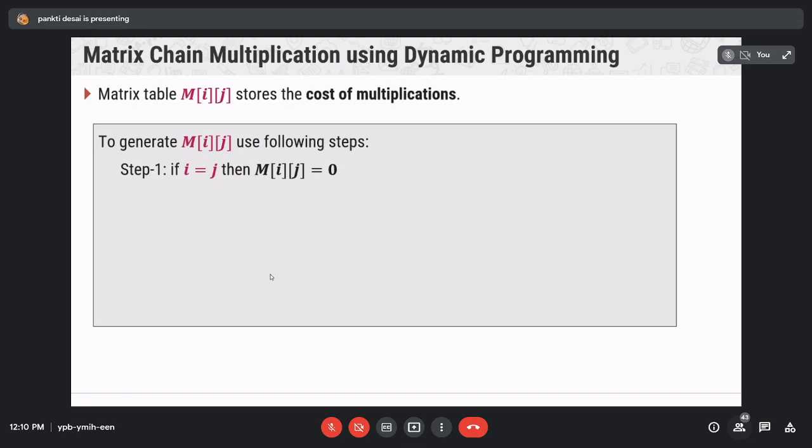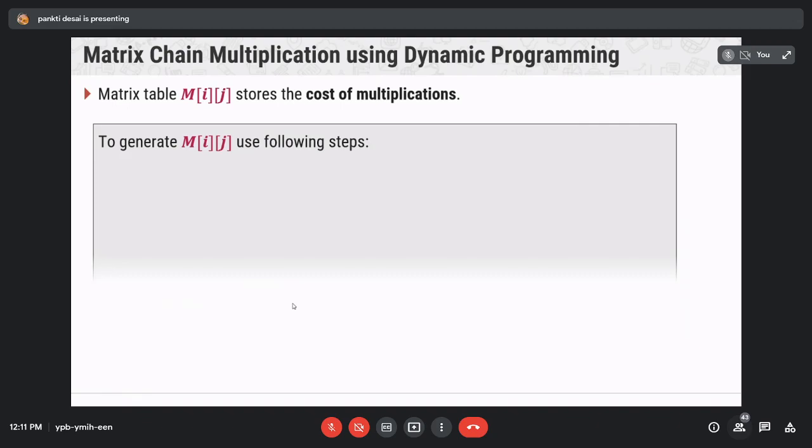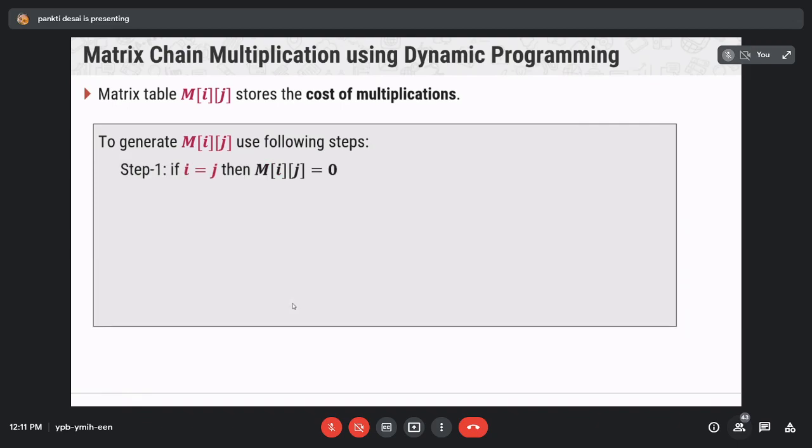So step number 1: if in Mij the values of I and j are the same, then Mij is equal to 0. We use the Mij matrix to store the cost of multiplication. Cost of multiplication means this: 10582 5402 54201 2856 4055 26418. So this is the cost of multiplication. So in Mij, if the values of I and j are the same, then Mij is equal to 0.